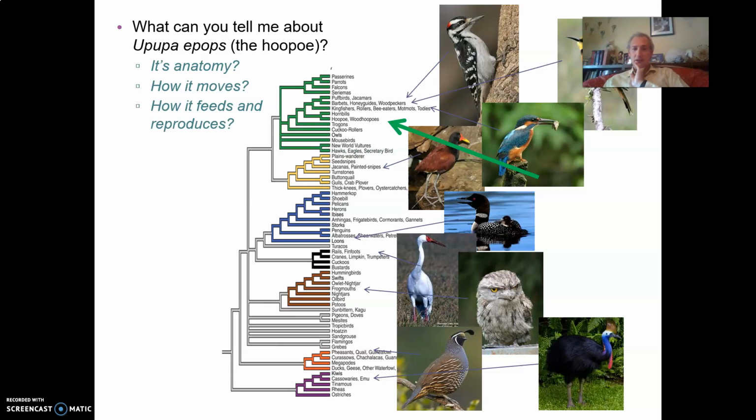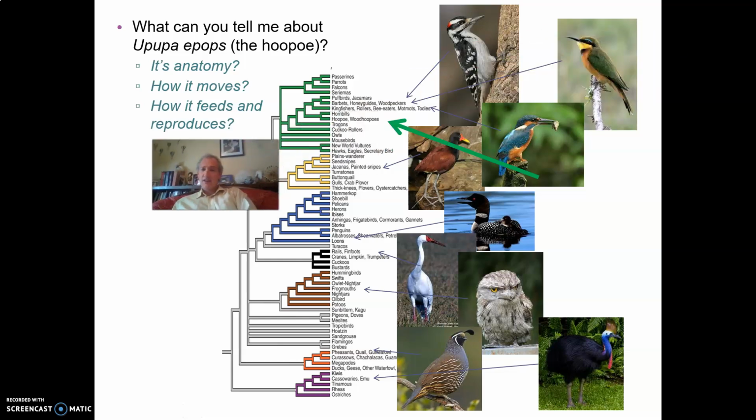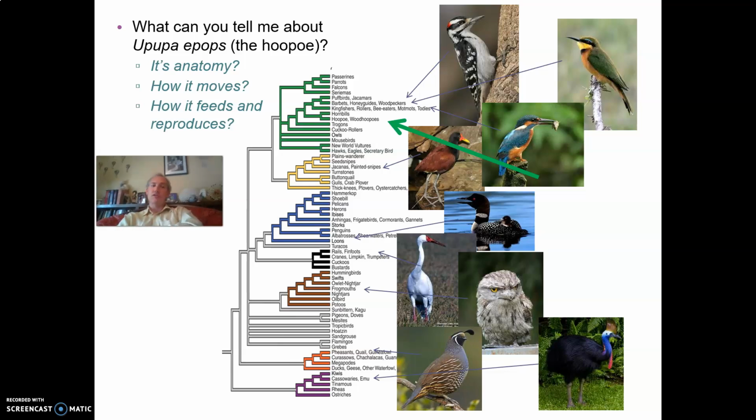So here's a phylogeny. And here's the hoopoes or the wood hoopoes. And I'm not going to show you what it looks like, but now looking at this, you can see it's closely related to the hornbills. It's closely related to these groups up here that you can see examples of. So these are its three closest relatives. So based on this, now what can you tell me about this species, Upupa epops?